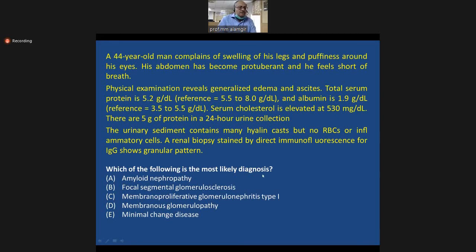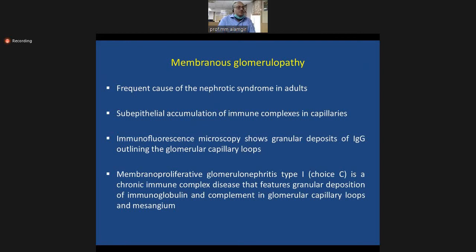Which of the following is the most likely diagnosis? Amyloid nephropathy, focal segmental glomerulosclerosis, membranoproliferative glomerulonephritis type 1, membranous glomerulopathy, and minimal change disease. So we discussed this case in detail. This was our case 1, and the answer is D, membranous glomerulopathy. We started our session with this case. So it's now easy to understand. So membranous glomerulopathy is the choice here.